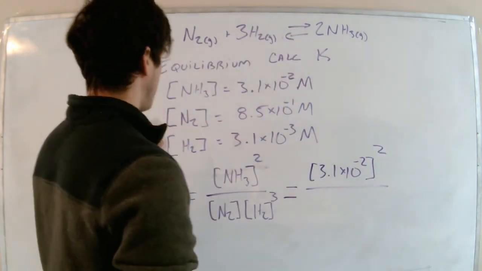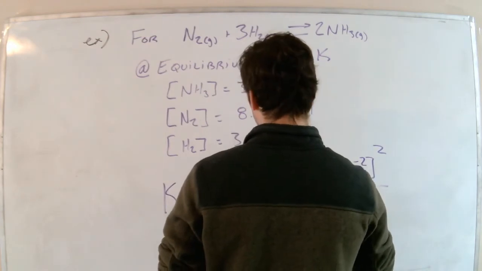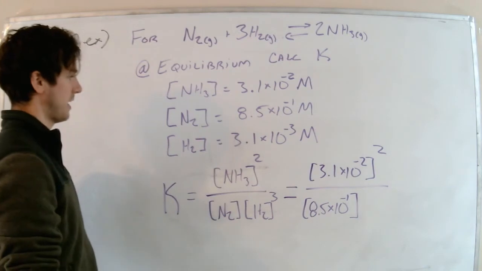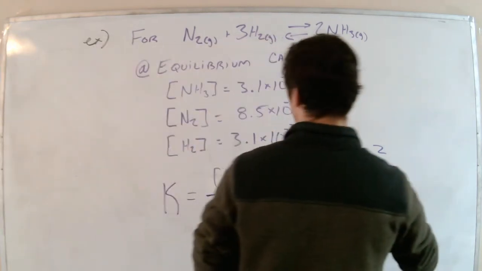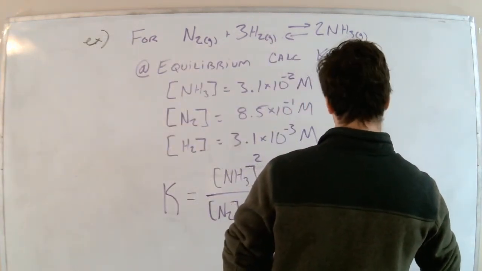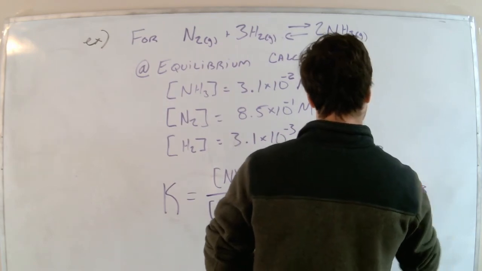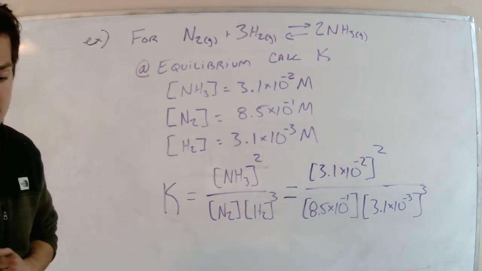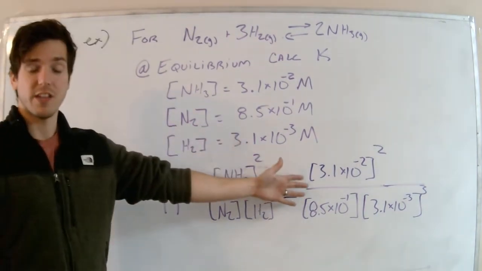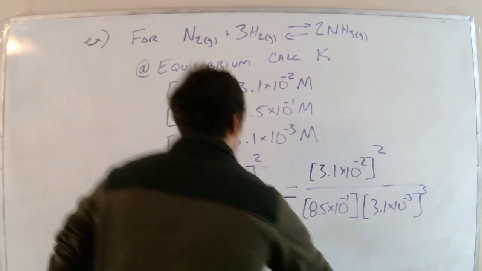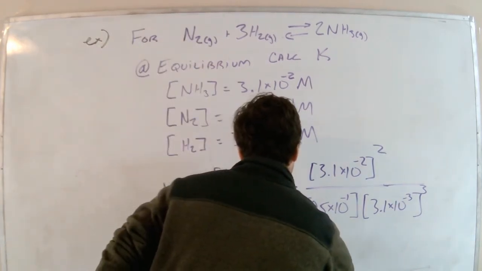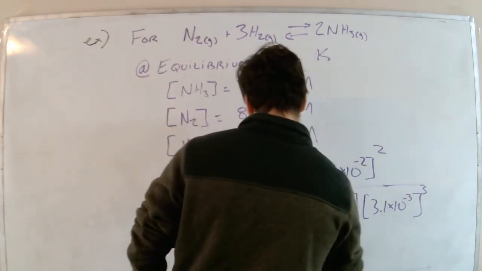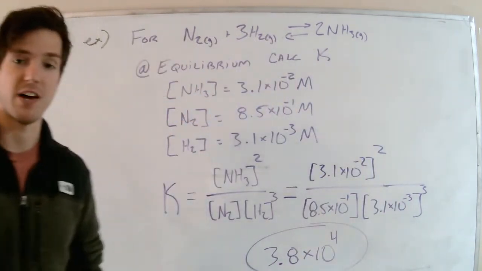Now we'll put N2 in there, which is 8.5 times 10 to the negative 1. And then let's put H2 in there, which is 3.1 times 10 to the negative third. Don't forget to cube it. We do that every now and then. We forget to do that. I plug this into my calculator and I should get an answer of 3.8 times 10 to the fourth. That is my K value.